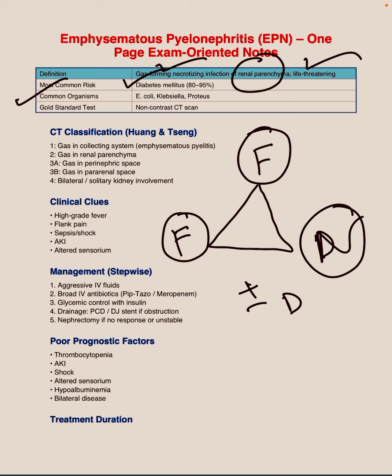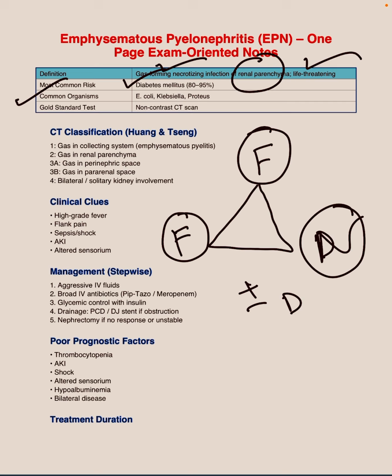How can we diagnose it? The gold standard is non-contrast CT KUB. The findings are gas in the renal parenchyma, collecting system or perinephric space. It helps to classify and in treatment decisions. What are the other investigations that we can do? That is complete blood count, where we find leukocytosis; renal function test, raised creatinine in case of AKI; liver function test, which may show ischemic hepatitis; urine culture, positive in 70 to 90% of cases; and blood culture, often positive.